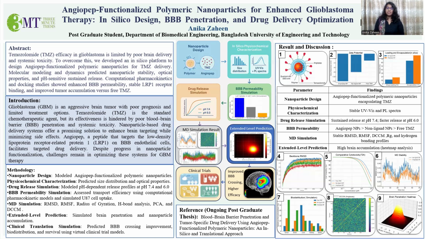And the eighth picture is the cross correlation matrix, which also emphasizes the molecular stability. And the ninth picture is about the brain penetration heat map. So in conclusion, we can say that from the computational biological method, we have seen the Angiopep-Functionalized polymeric nanoparticle has a higher efficacy on targeted drug delivery technique in glioblastoma therapy. And for further validation, we have to make some preclinical trials and clinical trials.